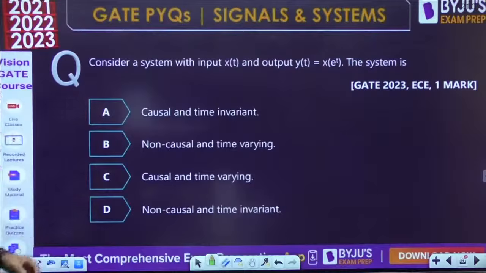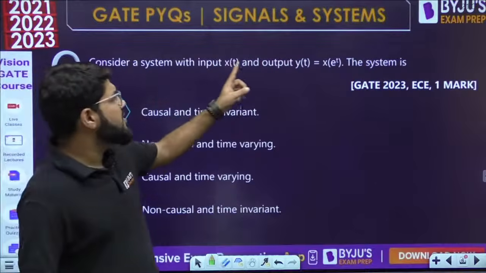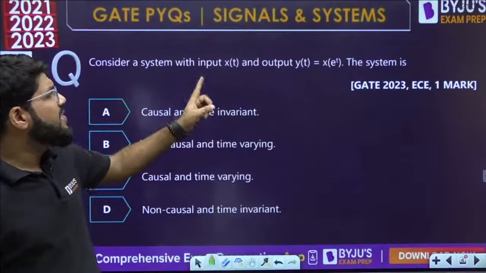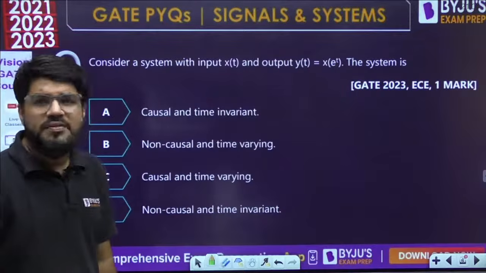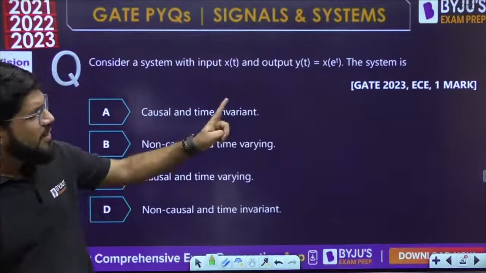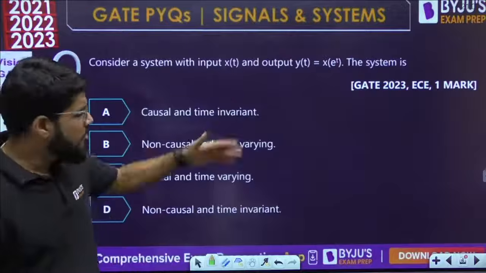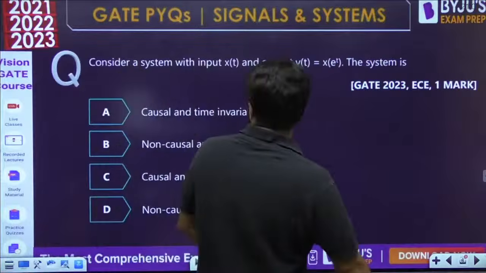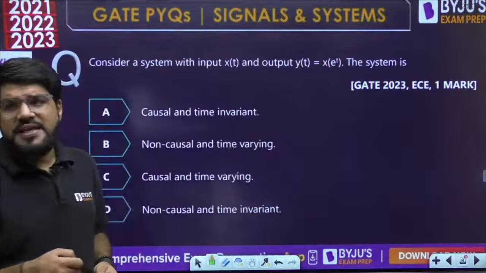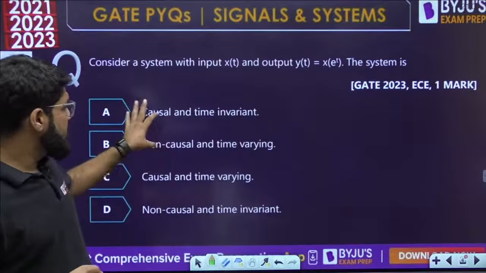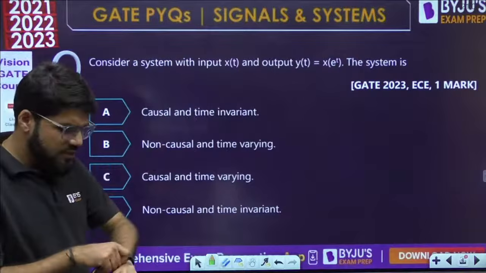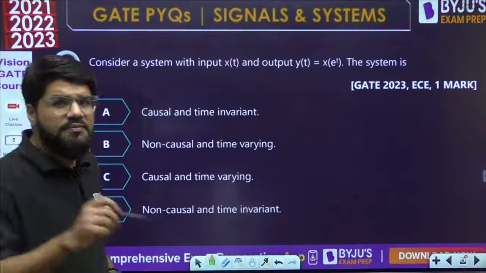Here it is. Consider a system with the input x(t) and the output y(t), and y(t) is given as x(e^t). 2023 EC 1 mark question it is, so topic by topic bifurcated. The output y(t) is x(e^t). We have to check two things: the causality and the time invariance of the system.